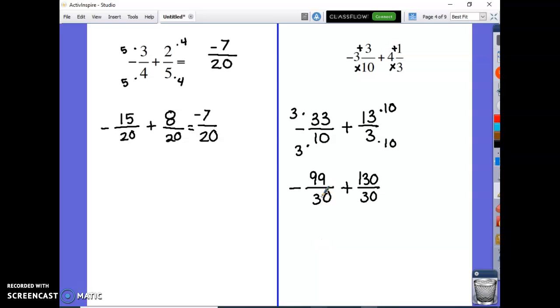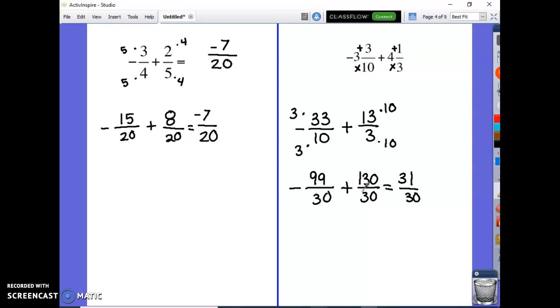Now that we have common denominators, we can go ahead and use our integer rules to add our numerators. So different signs, we're going to subtract: 130 minus 99 will get us 31 over 30. Keep the sign of the bigger number. Well, 130 over 30 is my bigger number, so it's positive, so my answer is going to be positive.